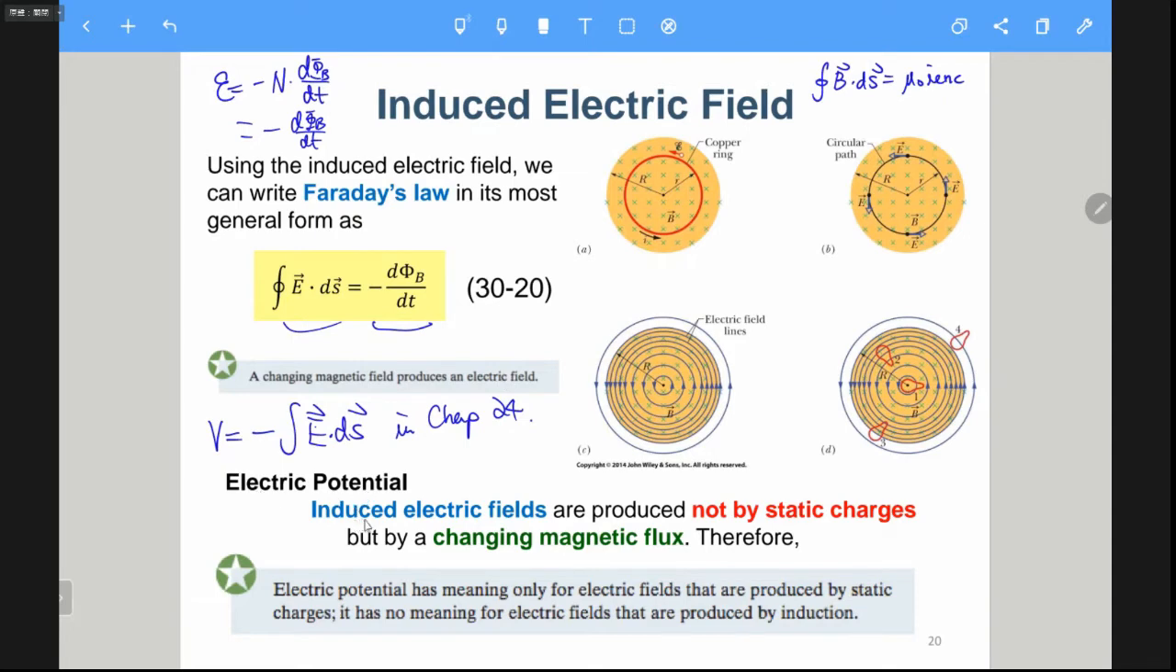So the induced electric field is produced not by static charges, but by a changing magnetic flux. Therefore, electric potential has meaning only for electric fields that are produced by static charges. It has no meaning for electric fields that are produced by induction. So try to avoid using the concept of electric potential here, or at least you need to be very careful using it. Otherwise, you get some wrong conclusion.